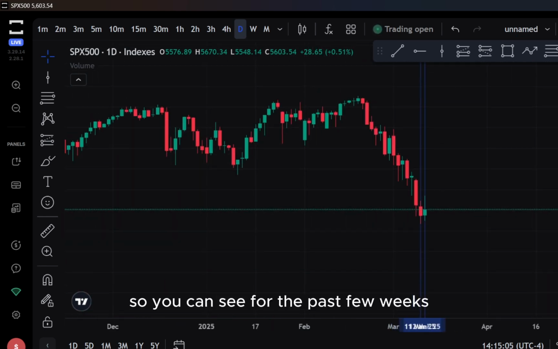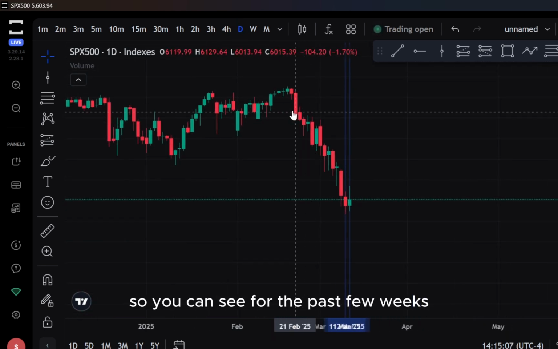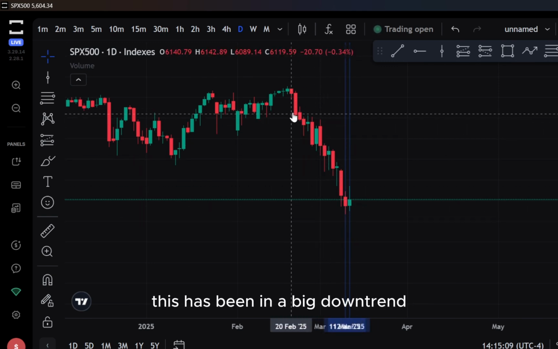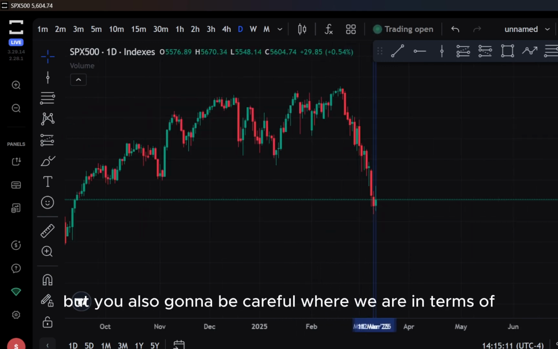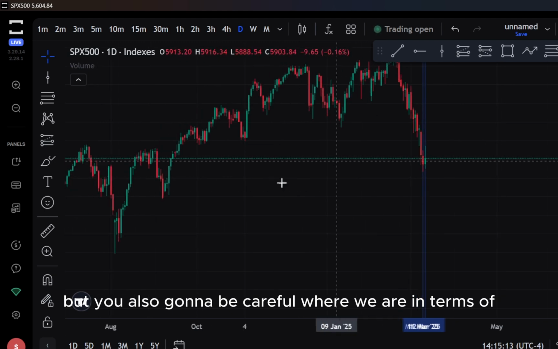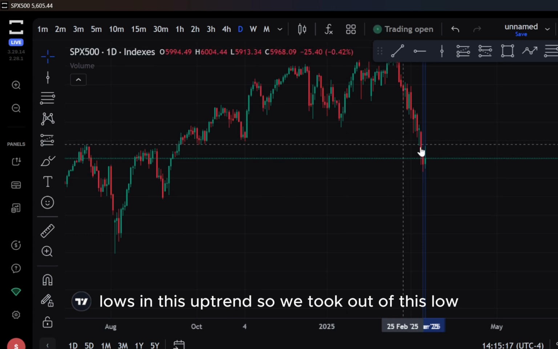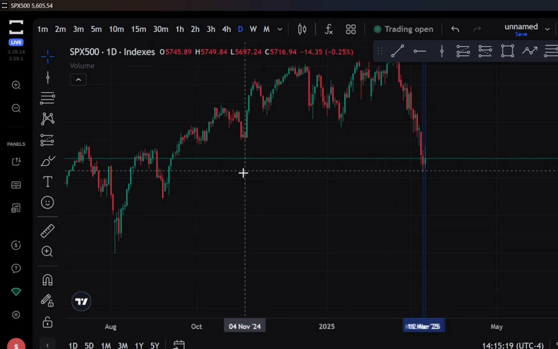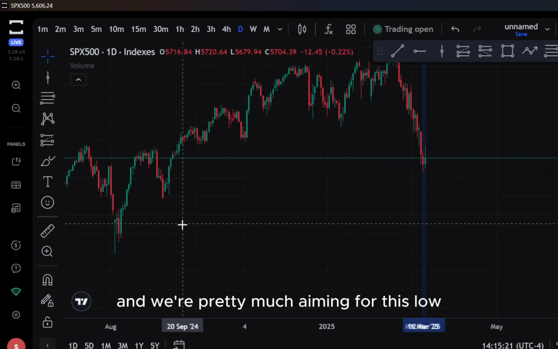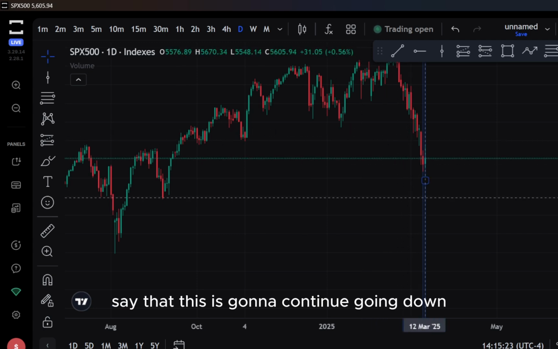So you can see for the past few weeks, this has been in a big downtrend, but you're also going to be careful where we are in terms of lows in this uptrend. So we took out this low, and we're pretty much aiming for this low, so it's safe to say that this is going to continue going down.